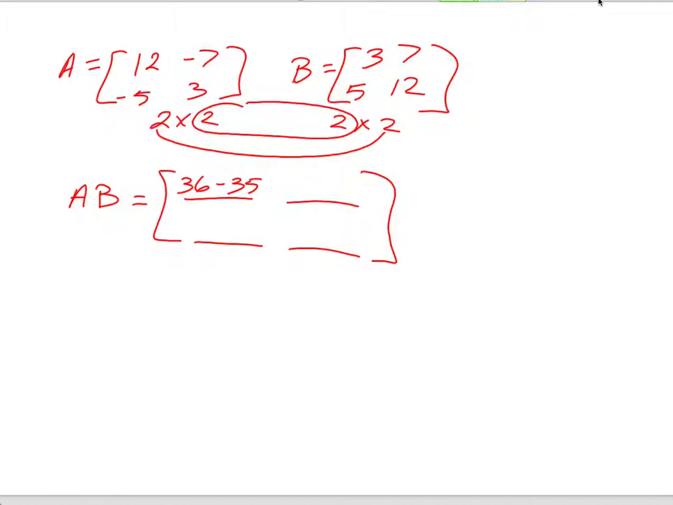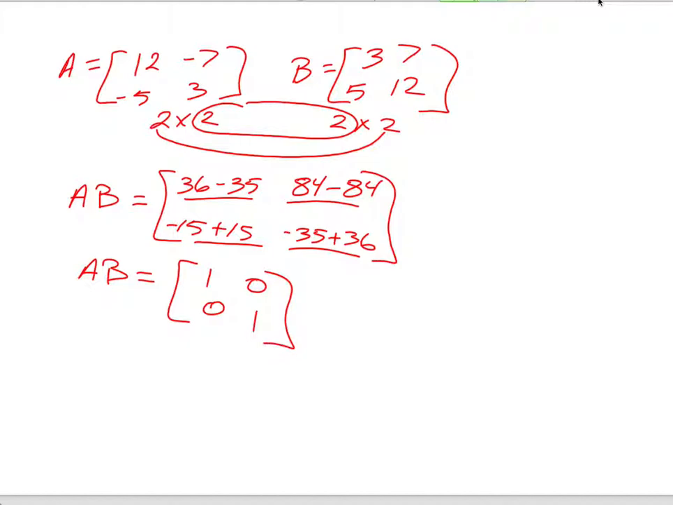And I'm going to do row 1 again times column 2 this time. So it's going to give me 84 minus 84. 12 times 7 is 84. Negative 7 times 12 is negative 84. I move to row 2. Row 2 times column 1. That's negative 15 plus 15. Then I need row 2 times column 2. Negative 35 plus 36.